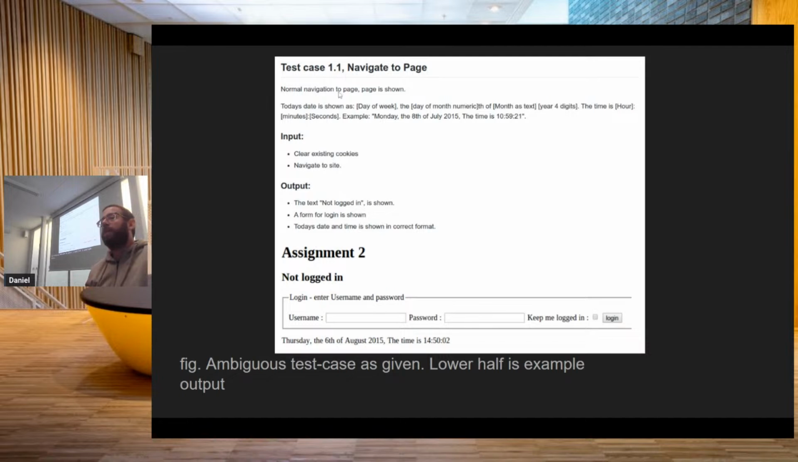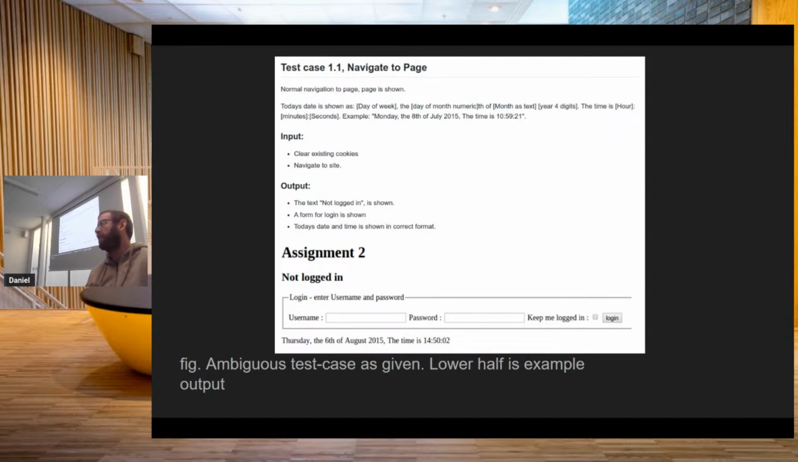Navigate to page, normal navigation to page is shown. And in this test case, we want to know if the date was shown, right? So today's date was shown: day of week, day of month as text, year with 4 digits, time as hour, minutes, and seconds, and an example. And this is what you do. You clear existing cookies, you navigate to the site, and then what you should look for is the following. The not logged in message should be shown, a form for login is shown, and today's date and time is shown in the correct format. Clear?